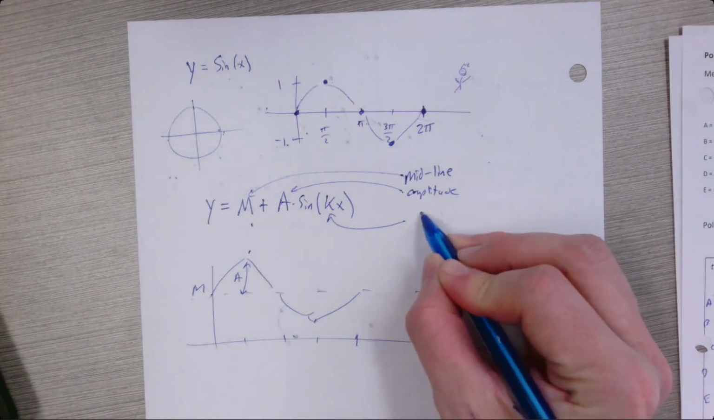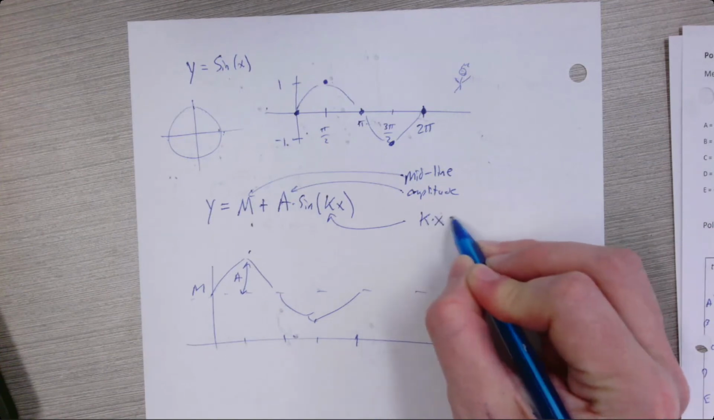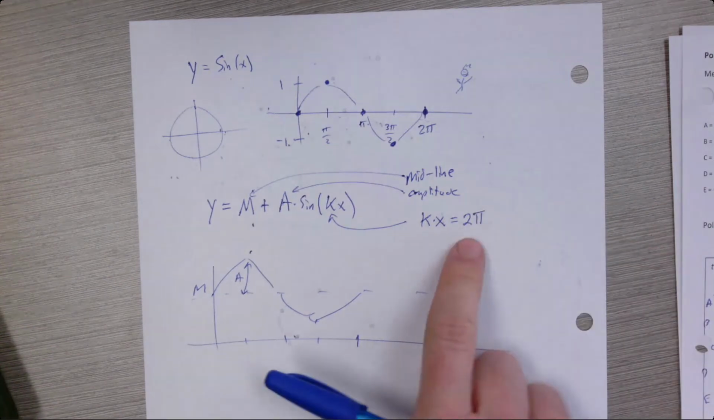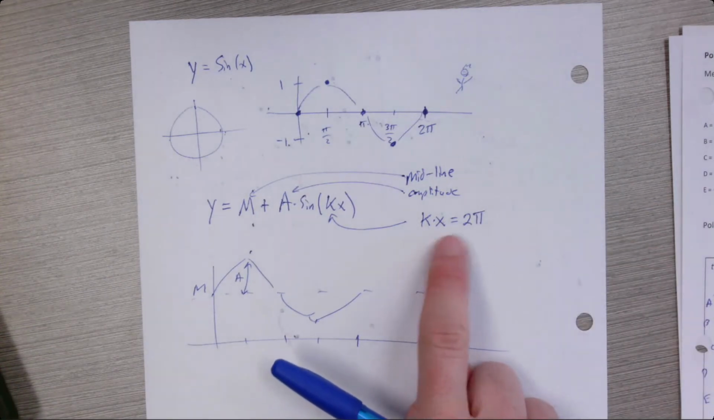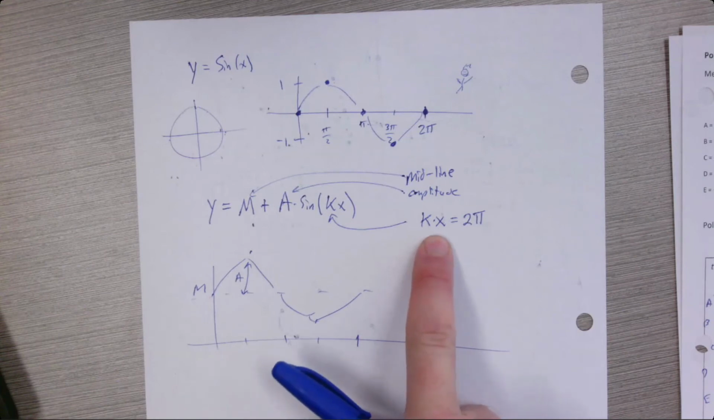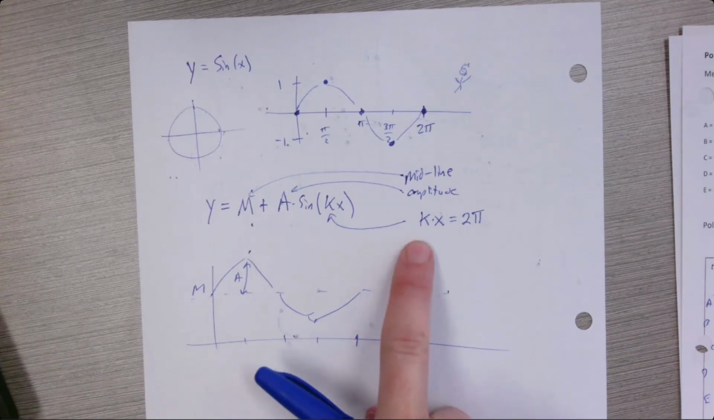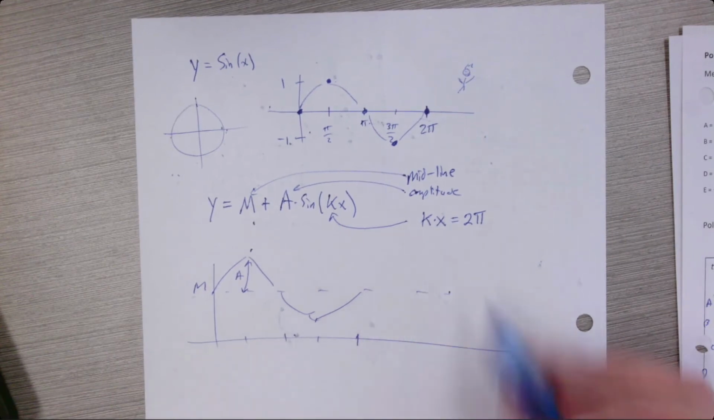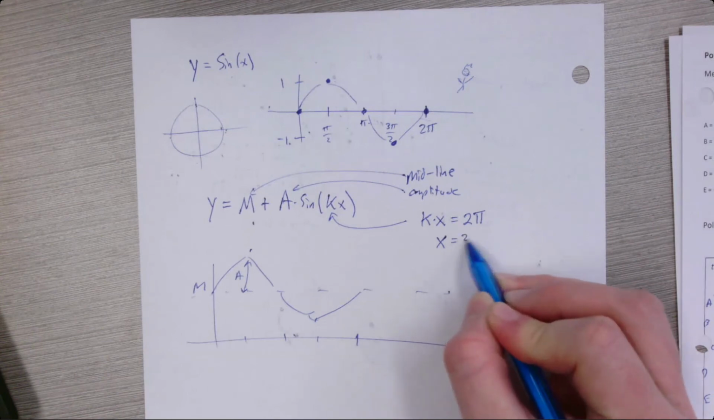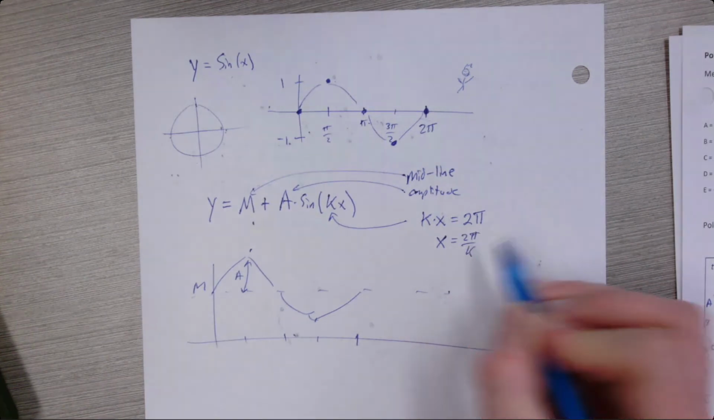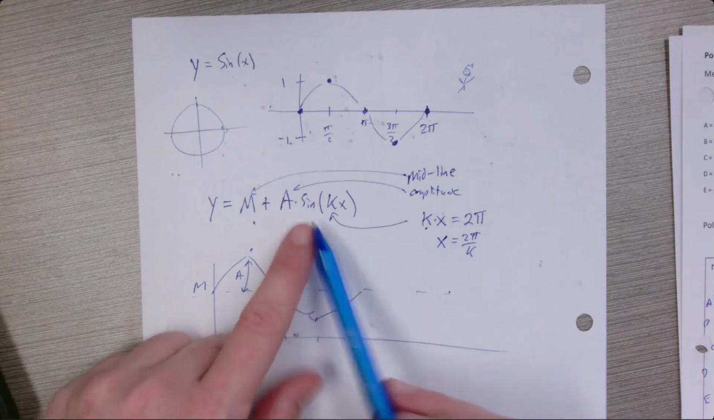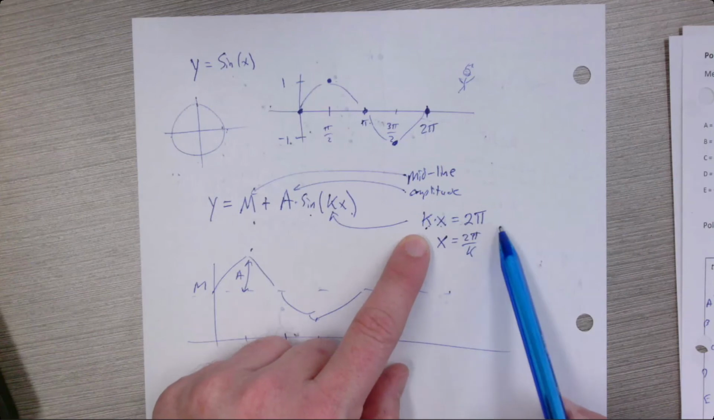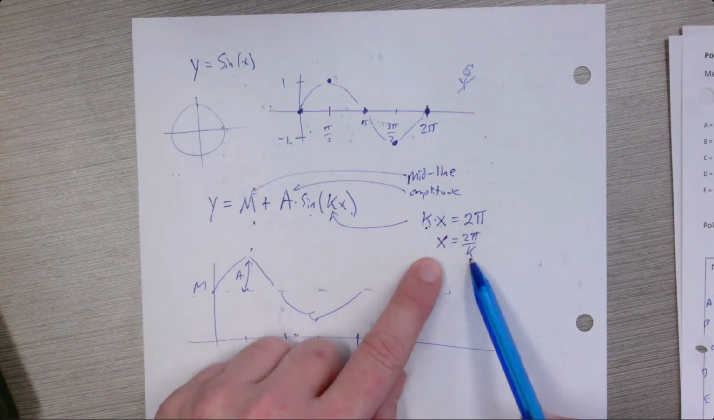Let's imagine that I want k times x to be 2 pi, which is one full rotation. What x value will give me, let's pretend I have k, k is like some number, what x value will actually give me one full rotation? All you have to do is solve for x: 2 pi over k. Like, imagine k was 2, and I want to plot sine of 2x. I'll say, when is 2x equal to 2 pi? Well, when x equals 2 pi over 2.